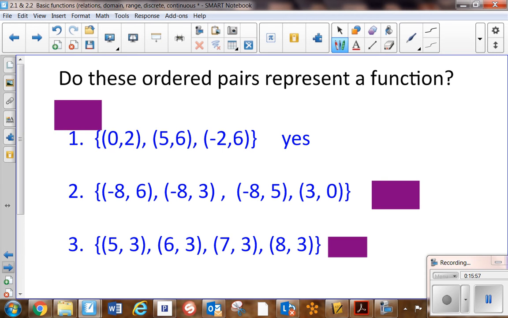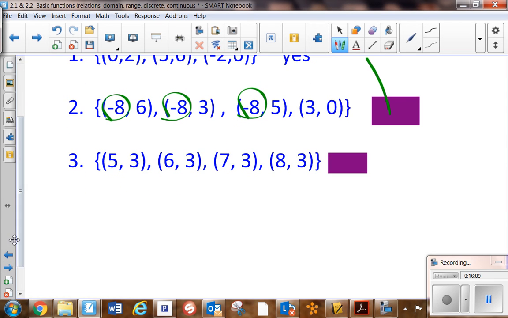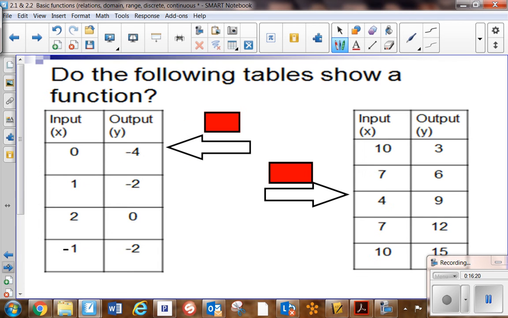Not a function, is it? Because at -8, he's got three different partners. So, no, it's not a function. Okay. How about the last one? Does it matter that this has a bunch of repeats? No. Nope. The y can repeat all day long. Good, excellent. Okay, how about if it's in chart form? Look at this first chart.